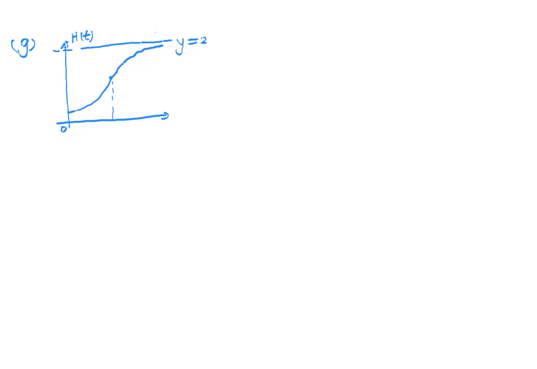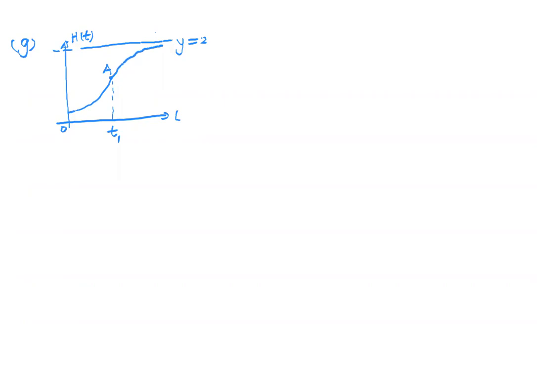So at this point A, the rate will be the fastest because here is the steepest. So I'm going to get the value of T1. But I can't get T1 from the H(t) graph. Am I right? I can only estimate.